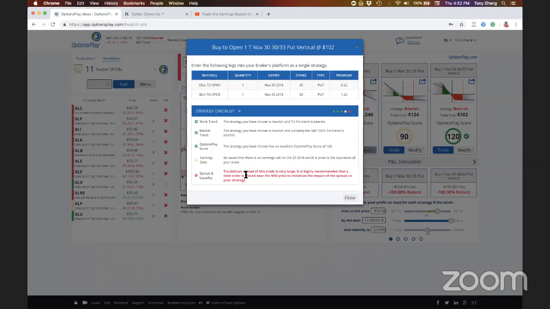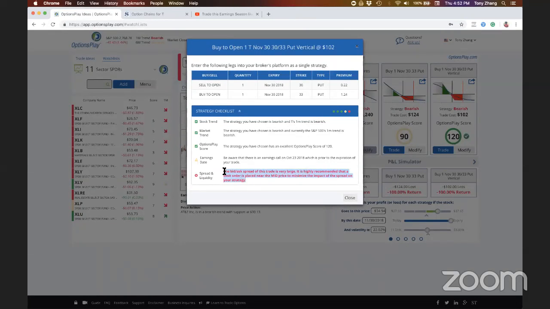And everything is color coded so that you can see what's good, what's bad. If you see a bunch of green, that means everything's looking pretty good. If you see red across the board, that's just saying, hey, pay attention. Make sure you understand the risks that you're taking. Just because there's red doesn't mean you can't trade it. It just means that you should be aware of these risks before you go ahead and place that trade.